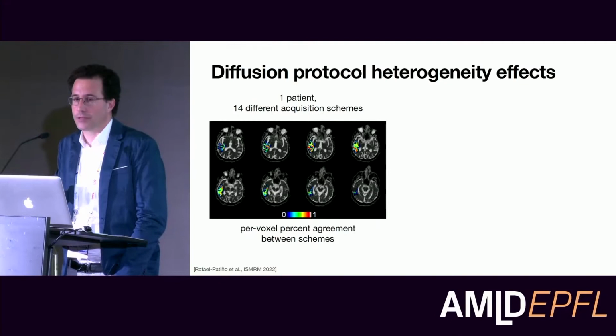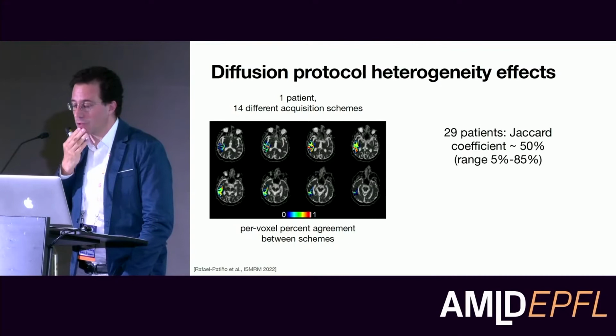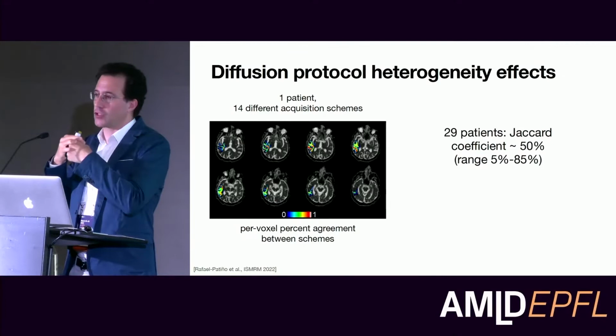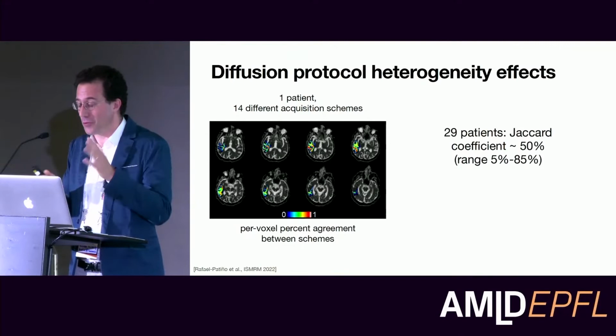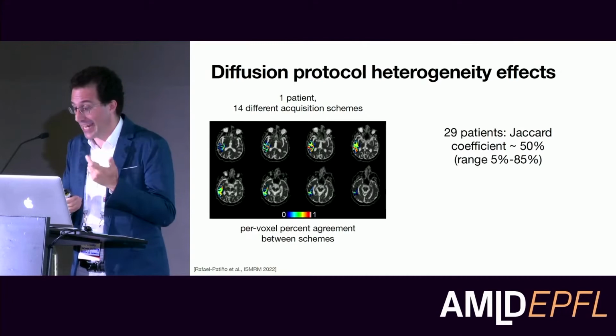Now if we do statistics on a bunch of patients, like 29 patients for example, the Jaccard coefficient is around 50%. A Jaccard of 1 means all the voxels are exactly the same. A Jaccard of 0 means 0% of the voxels are the same. So 50% with a range of 5 to 85, it's horrible, right? So you really have a big problem here if you want to do any kind of machine learning with this. This is just to sensitize you to this issue of what's actually happening with the data.